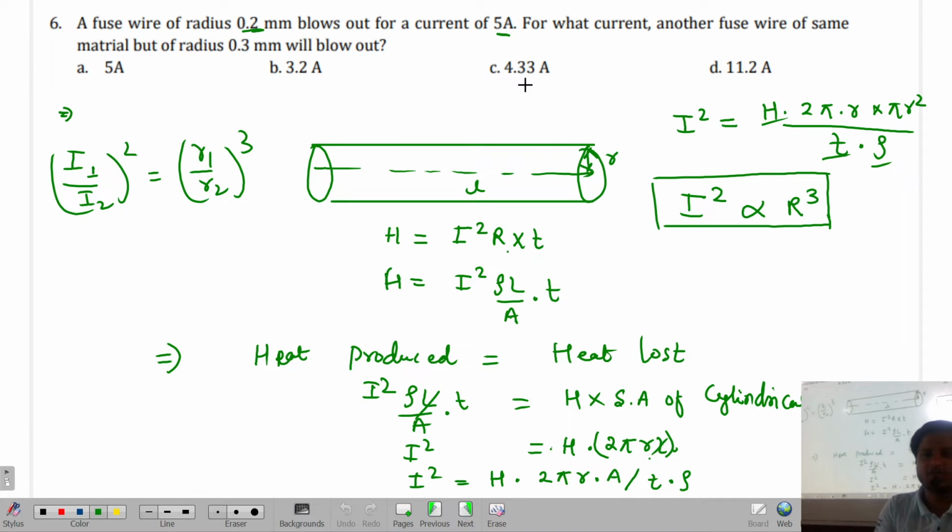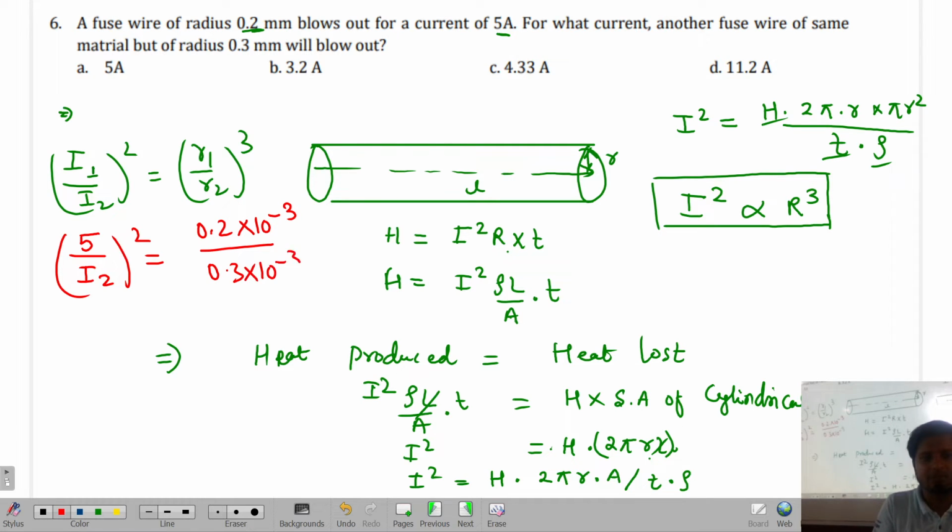Tell me, can you put I1 by I2, r1 by r2, yes or no? I1 is given, r1 is given, I2 is given, r2 you have to calculate. So what will be the relation? I'm putting it over here. I1 is 5 ampere, I2 you need to find out, square. r1 is given as 0.2 into 10 to the power of minus 3 meter, r2 is given as 0.3 into 10 to the power of minus 3 meter, whole cube. If you do it, you will get the answer.